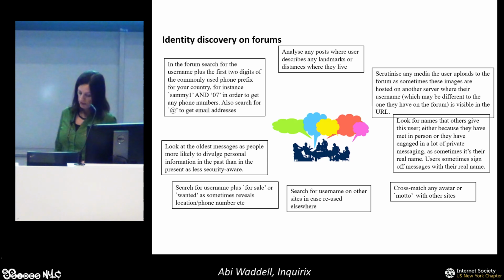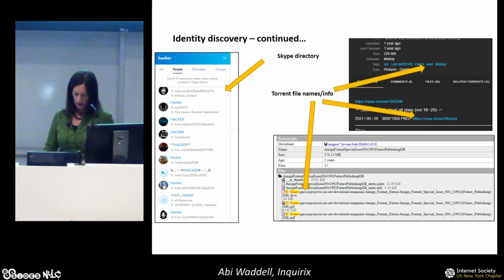In some instances, users mention their email address in the messages, and so a search for the @ symbol is worthwhile. It is noticeable that people are much more cautious about mentioning their personal details in recent years than before, so it pays to research the oldest messages as well as the newer ones, where a user may be more likely to have divulged more personal information.